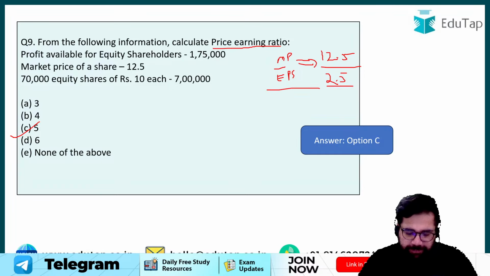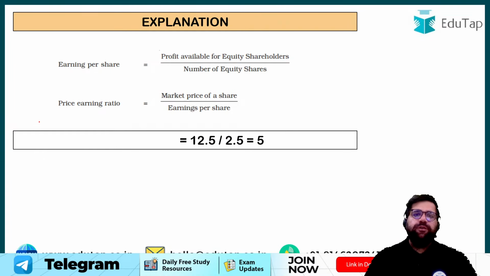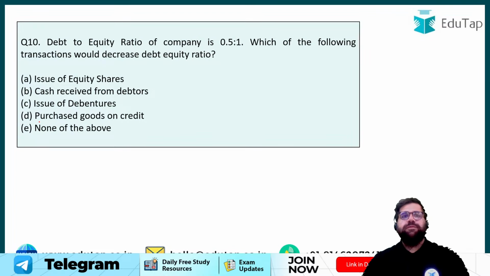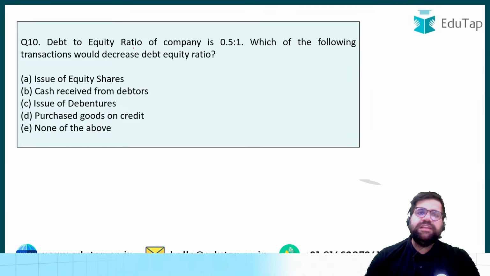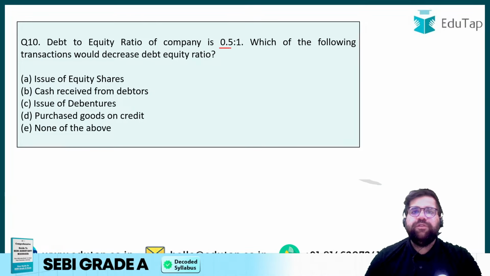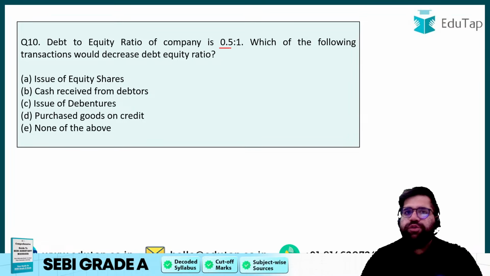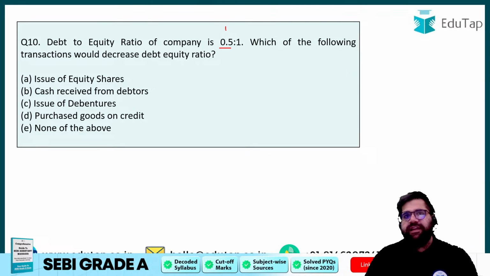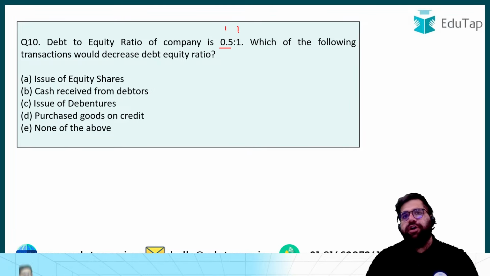I hope you are able to solve this. Yes, very good, Rishi. Now we are moving ahead to the next question, question number 10. Debt to equity ratio of a company is 0.5 to 1. So over here, debt is given as the numerator and equity is your denominator.